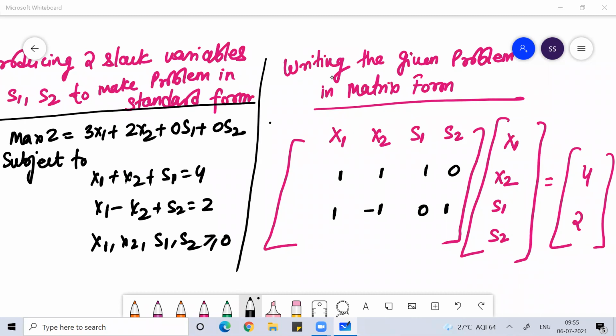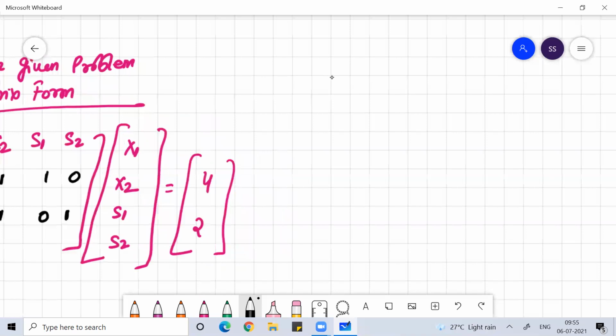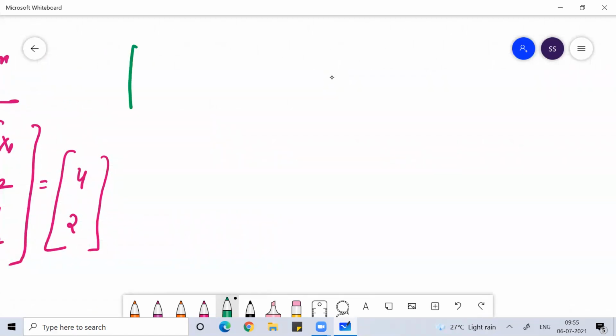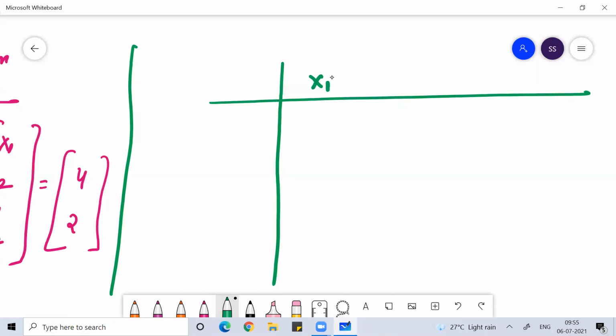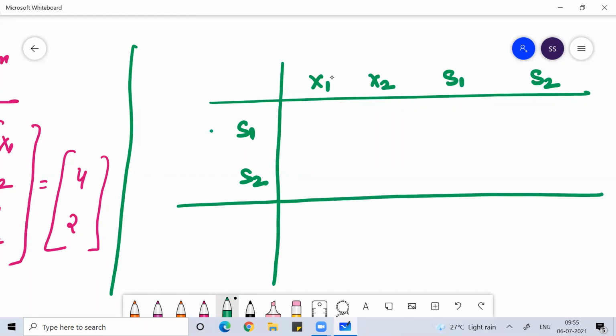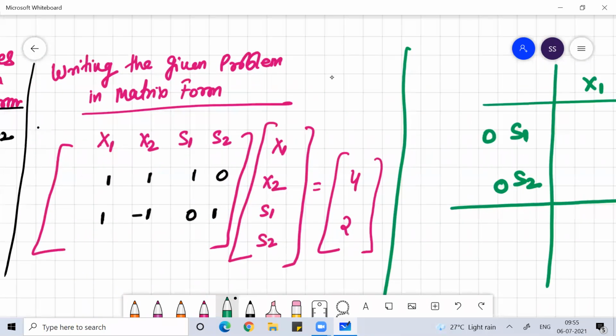So once we are done, we have written the simple problem in standard form, then in matrix form. Then let's start solving it without spending much time. So this is our problem. Draw the iteration table: x1, x2, s1, s2. We'll always start with the slack variables 0, 0. Just write down the coefficients here.